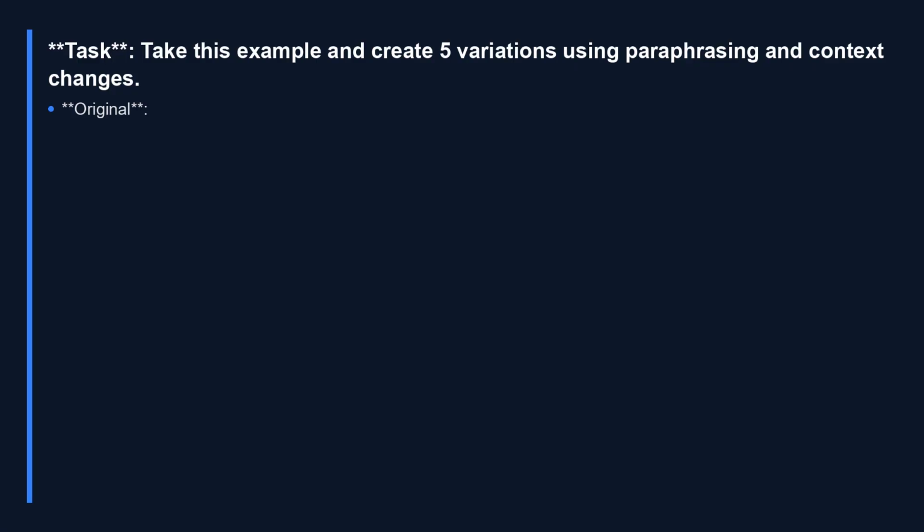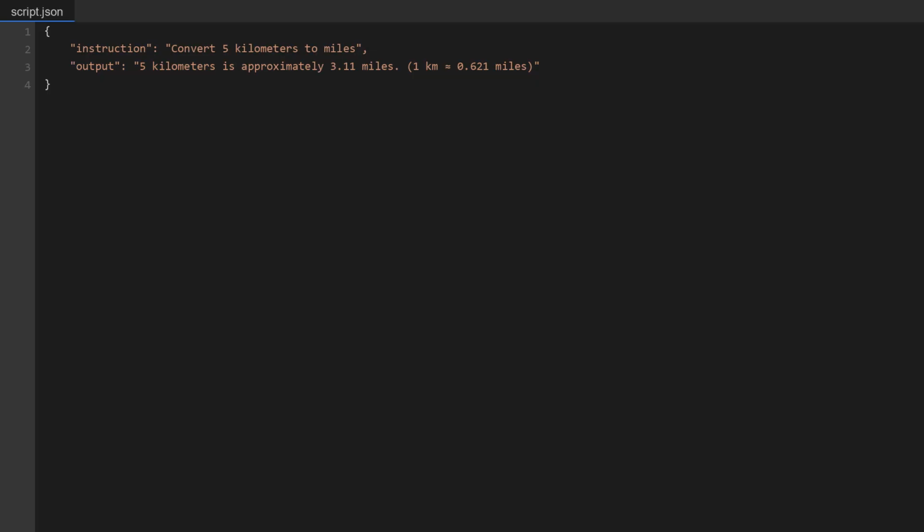Now a variation exercise. Take this single example and create 5 variations from it using the augmentation techniques you just learned. The original example is a unit conversion task. The instruction is convert 5 kilometers to miles, and the output is 5 kilometers is approximately 3.11 miles. 1 kilometer = 0.621371 miles. Notice that the output includes the conversion factor. It's not just the answer. It's the answer plus the reasoning tool that lets you verify or extend it. That's a quality signal worth replicating in your variations.